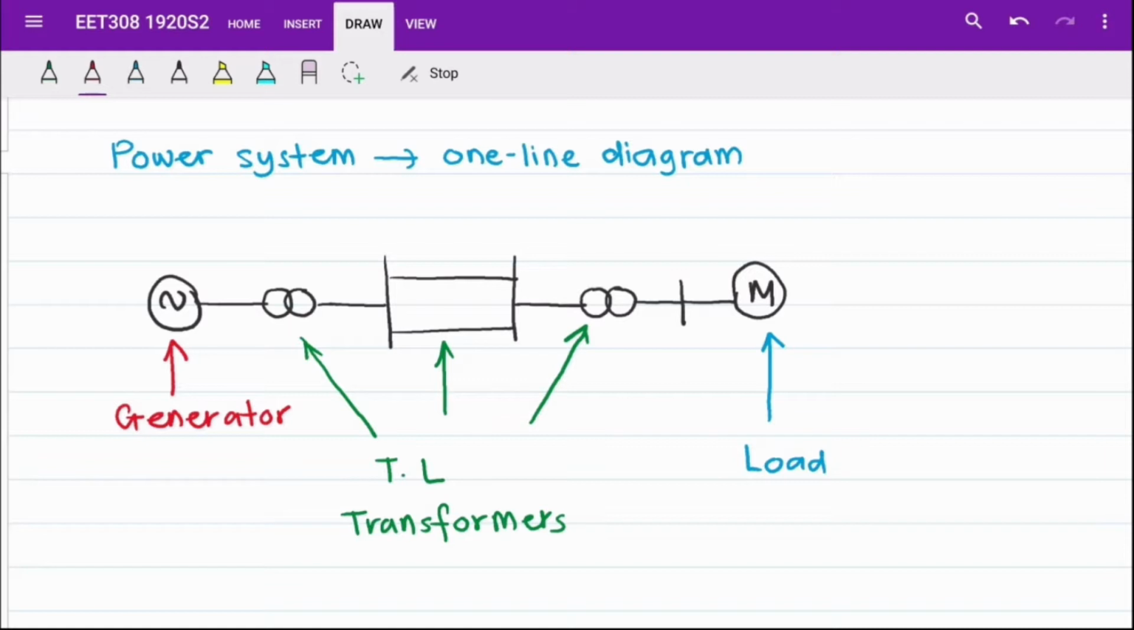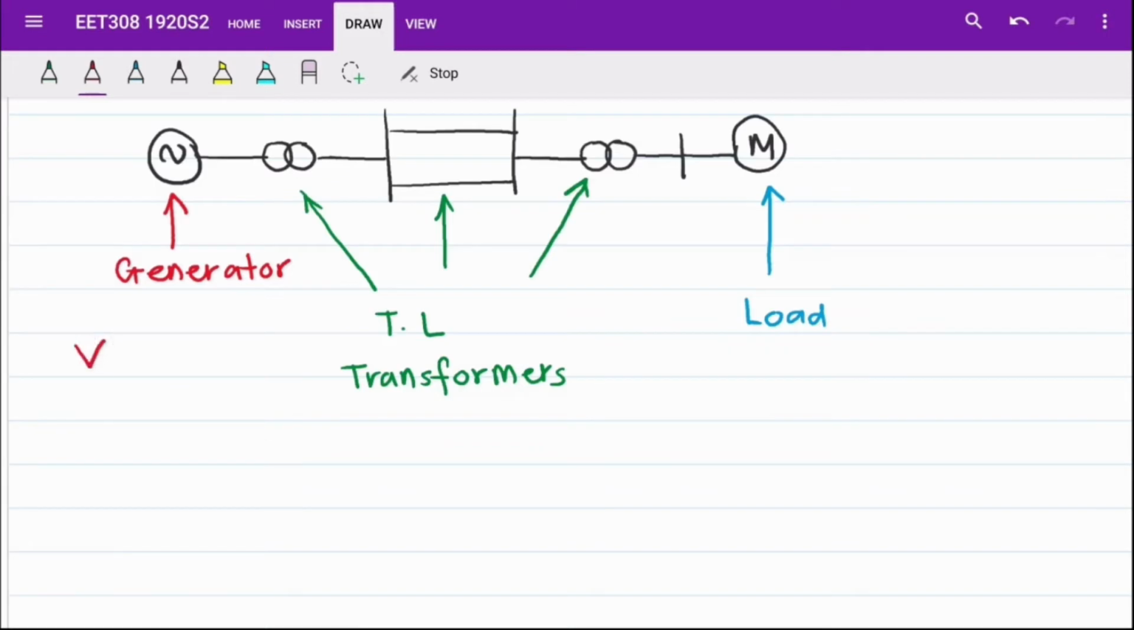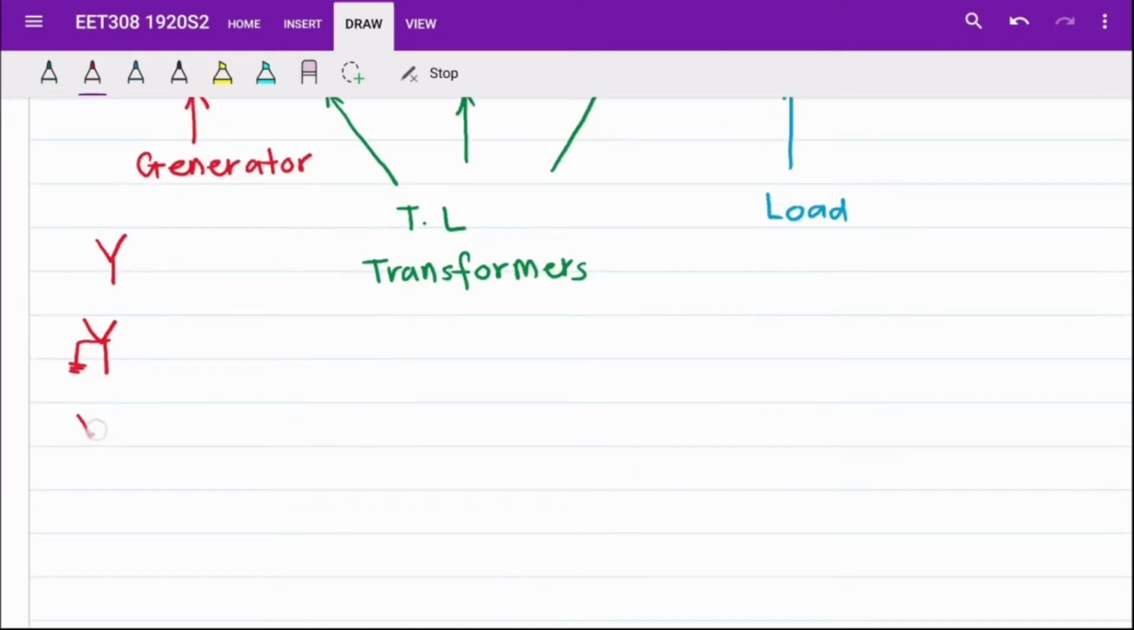The generator synchronous machine has four different impedance connections, which are Y connection, Y to ground connection, Y to ground with ZN connection, and delta connection.